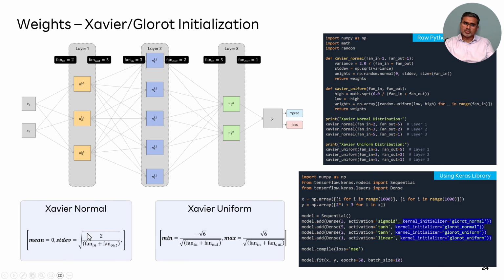Implementing Xavier is very straightforward. As you can see, the formulas for both Xavier normal and Xavier uniform are very straightforward. Implementing it in Python is just a few lines of code. In Keras, it is even simpler. When you're defining a layer, all you do is say kernel_initializer equals, and you can use, let's say, glorot normal or glorot uniform, which is the same as Xavier normal and Xavier uniform. It's as simple as that.